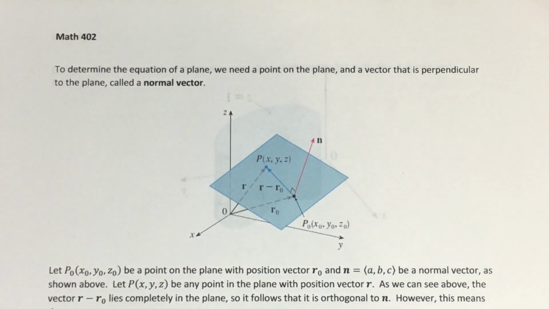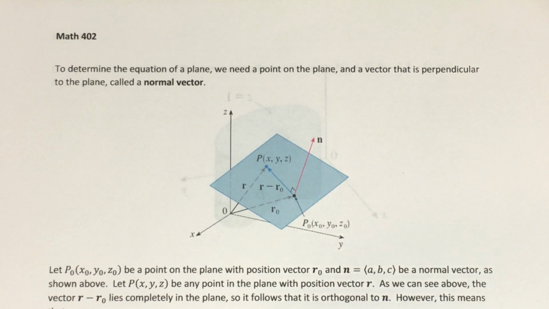Alright, so in the first video on 12.5 we were talking all about lines in 3-space. We did a few different things with that concept. Now we're shifting our attention over to planes. How do you come up with the equation for a plane in 3-space?